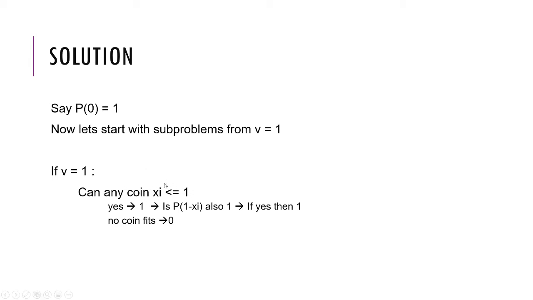If you can try this coin, then you have to make sure that P of 1 minus xi is also 1, which means it was possible to make exact change of 1 minus the coin that we just tried. And if that is 1, then the answer is yes. If no coin fits, meaning everything was above 1, then the answer is 0. You cannot make the exact change.